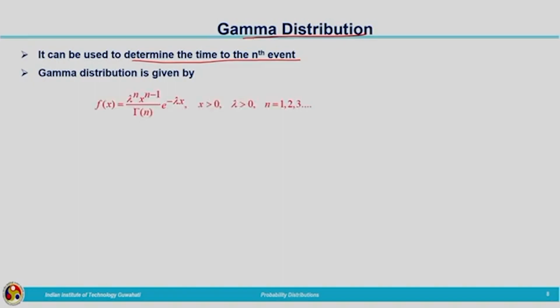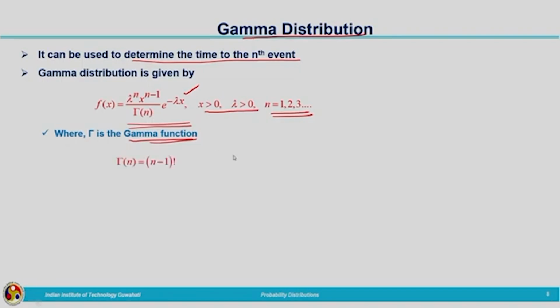It is given by the function f of x equal to lambda raised to n x raised to n minus 1 divided by gamma n multiplied by e raised to minus lambda x, for which x is greater than 0, lambda greater than 0, n can take any value 1, 2, 3 that way. So, f of x is given by this expression, that is probability density function related to gamma distribution. Gamma is gamma function, this we have seen while explaining Nash model.